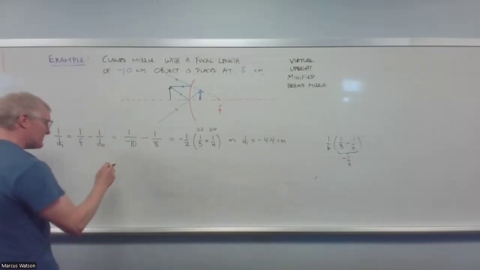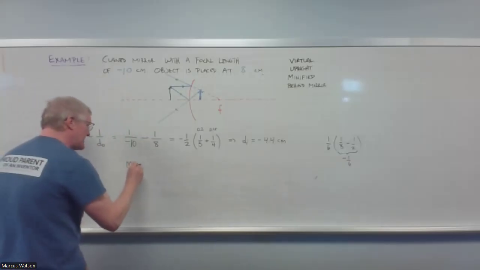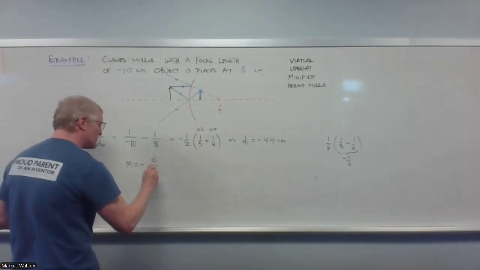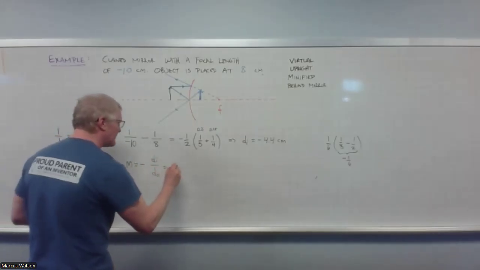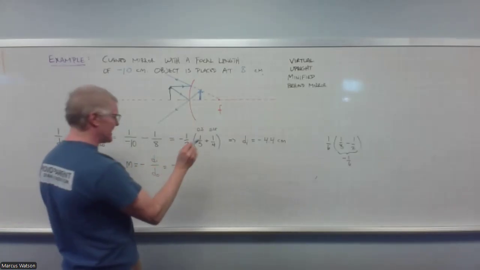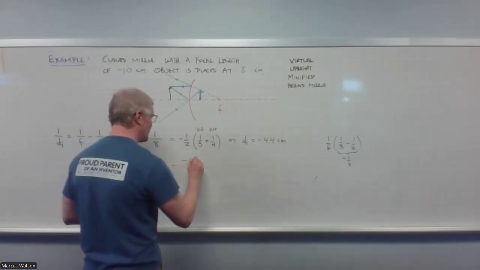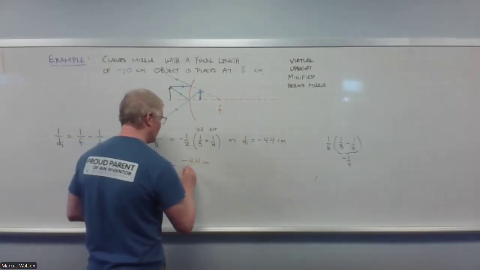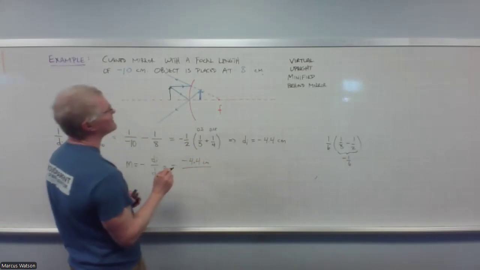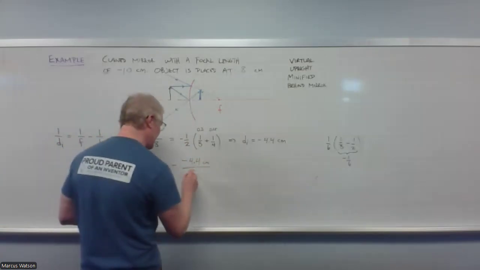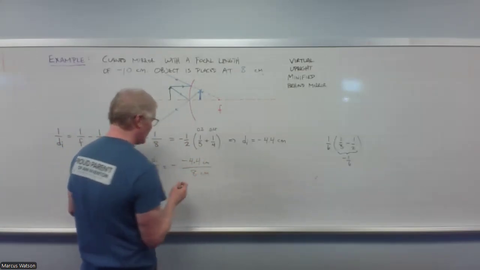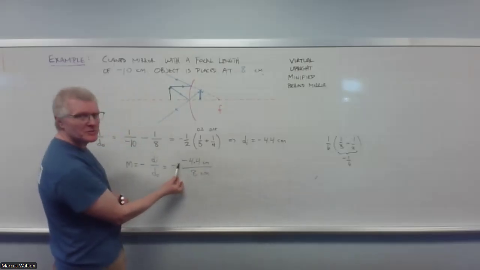Let's take a look at the magnification. The magnification is now negative image distance over object distance, and that means our image distance is negative. So we keep that minus sign in there. We divide by the object distance, which is 8. Again, our minus cancels with our minus.